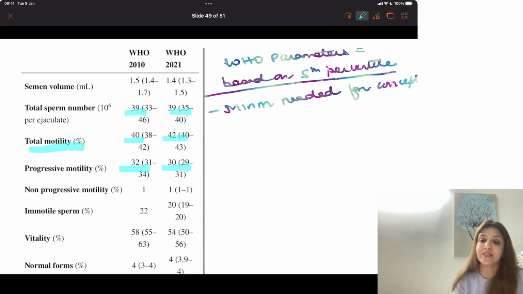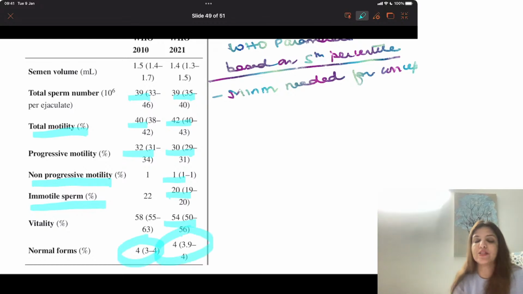Right? Progressive motility, as I told you, includes grade A and grade B. Non-progressive motility 1%. Immotile sperms 20%. Earlier immotile sperm was 22%. Vitality, earlier it was said 58% sperms should be living, which was taken as minimum. Now minimum vitality is taken as 54%. Morphology remains the same. Earlier also 4% should be morphologically normal sperms according to the strict Tygerberg criteria. Now also it is 4%.